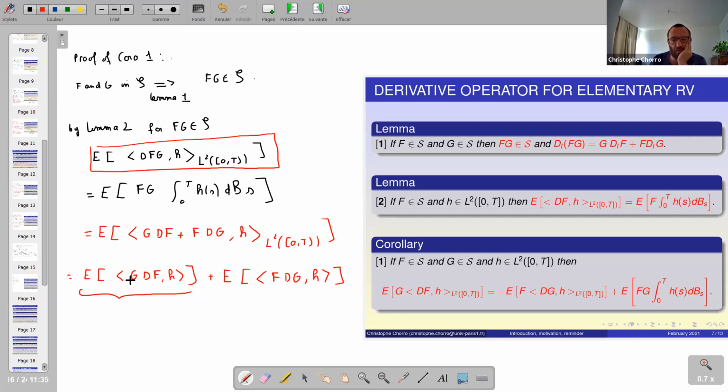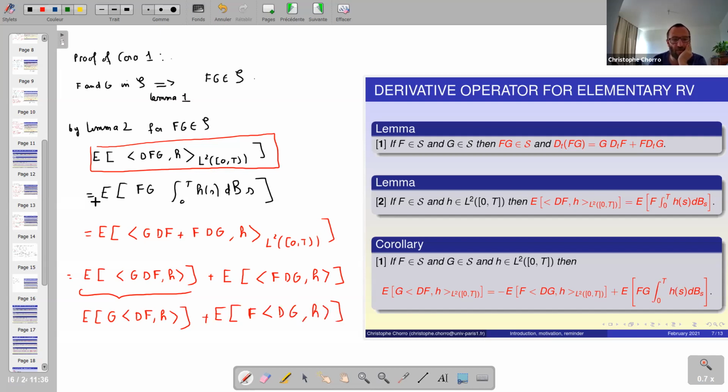Here you have a J that is a random variable, not a stochastic process. That is, it is independent of T. Here, scalar product with respect to the time. So this one, I can in fact remove the G from the scalar product because it doesn't depend on the time. And the same for the other term because F doesn't depend on time. So I obtain this one.